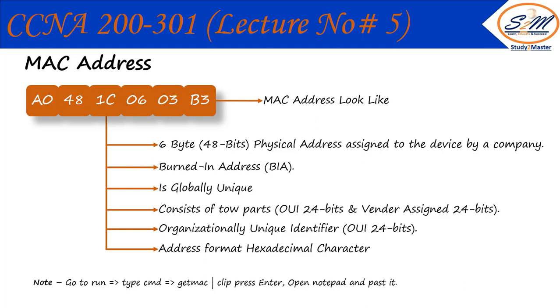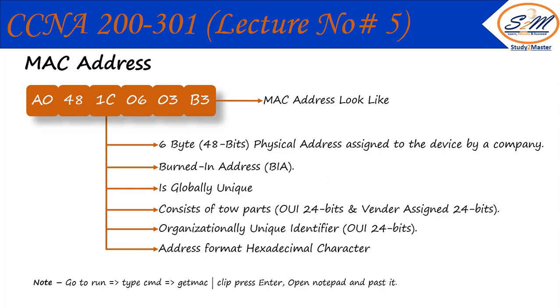It consists of two parts. The first part is the OUI, Organization Unique Identifier. The first 3 bytes of the MAC address are called the OUI, which is equal to 24 bits. The vendor assigns the last 3 bytes of the MAC address, called vendor assigned, which is different for each computer. The address format is hexadecimal characters, so the address format of a MAC address is based on hexadecimal numbers.